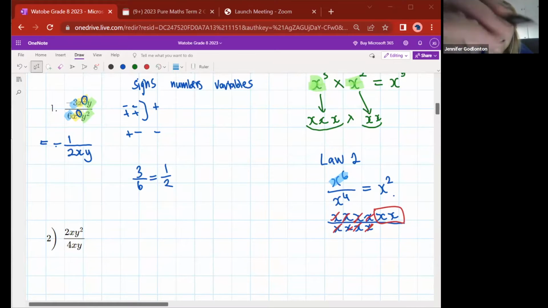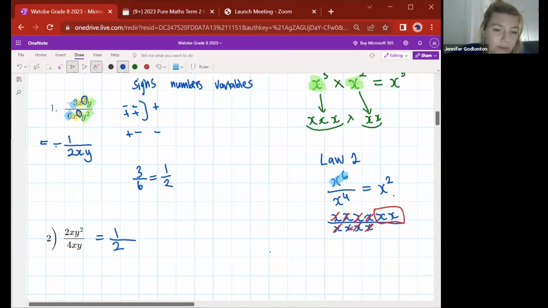Okay, let's break this down in steps. Let's do it one step at a time. So if we look at our numbers, we've got 2/4. So that's going to simplify down to 1/2. So that's my numbers. So 2/4 becomes 1/2.